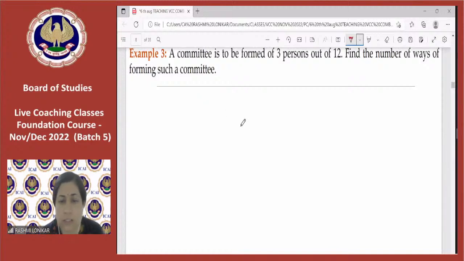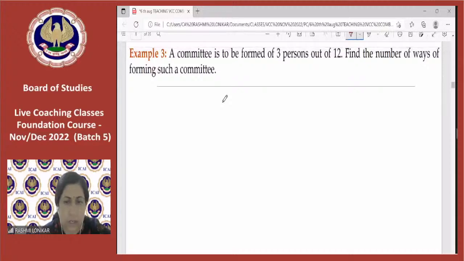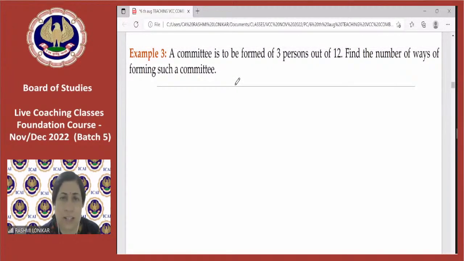Now, a committee is to be formed of 3 persons out of 12. Find the number of ways of forming this committee. Okay. See, again, you can select any person anytime. There is no first prize, second prize, third prize, right? This is a question in which I have 12 people and I have to select 3 people to form a committee. So this is a combination sum. So n is equal to how much? 12. r is equal to how much? 3.